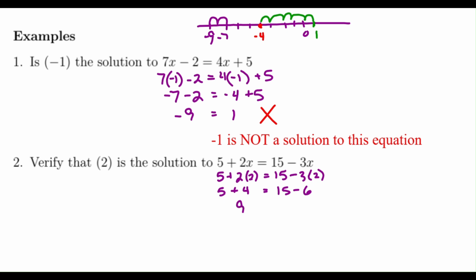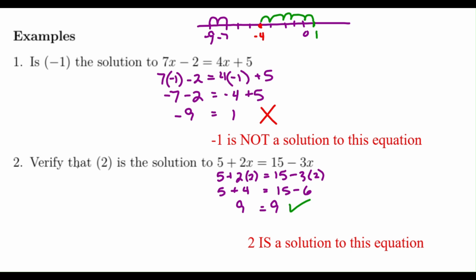5 plus 4 is 9. And then on the right side, I have 15 minus 6. That's also 9. Now, 9 equals 9. That works. So we can say that 2 is a solution to this equation because the left side equals the right side when x equals 2.